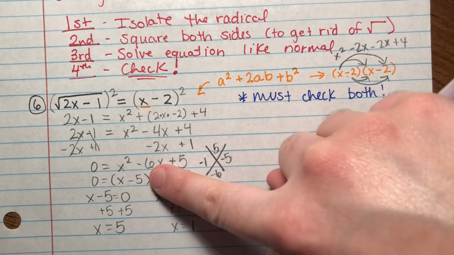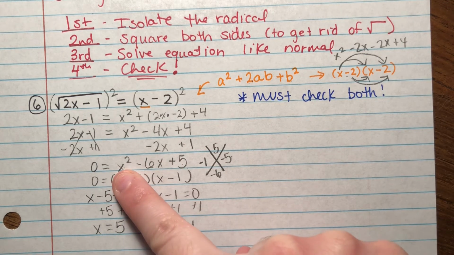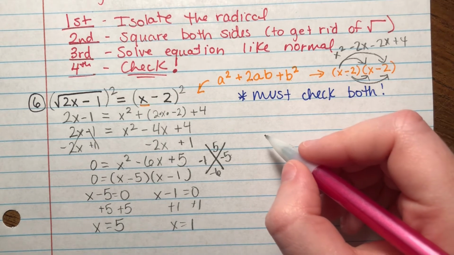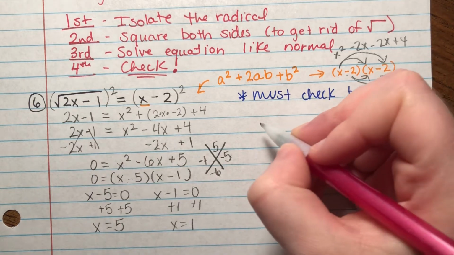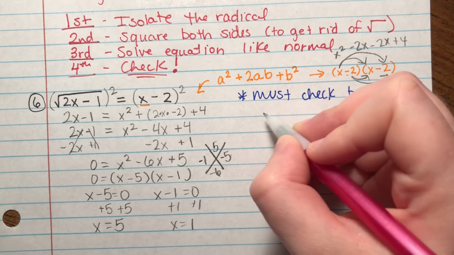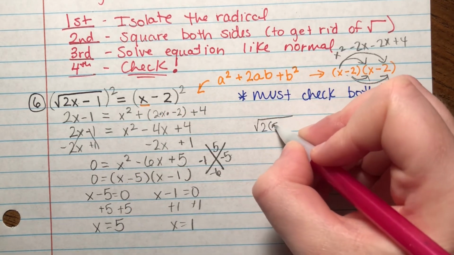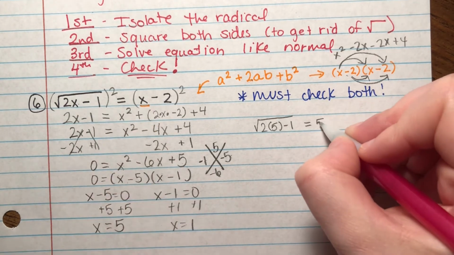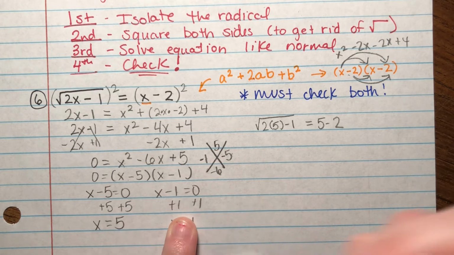So basically I look at it as x minus 5 equals 0, and I look at it as x minus 1 equals 0. All right, so let's check both of these answers to see if they work. So if I had, let's see, square root, let's check x equals 5 first. So if I add square root 2 times 5, 2 times 5 minus 1 equals 5 minus 2. All right, so first I'm checking this answer here. Is this answer going to work?